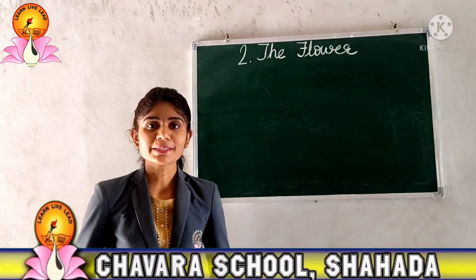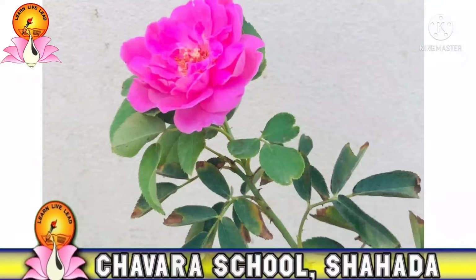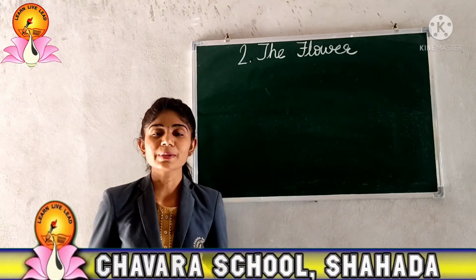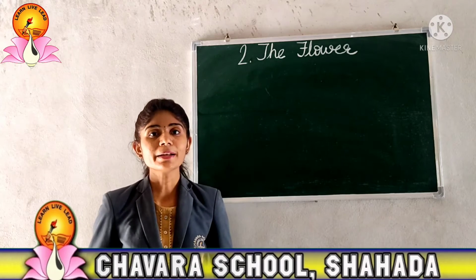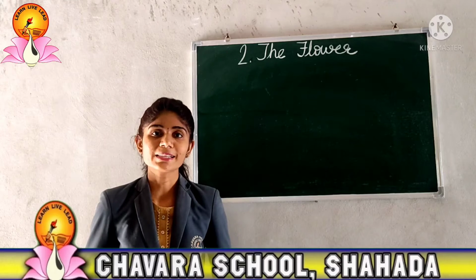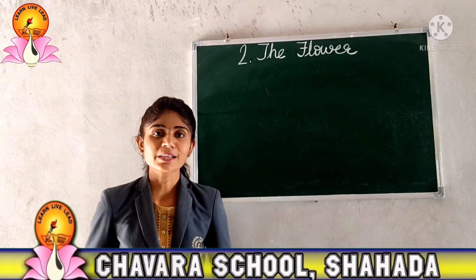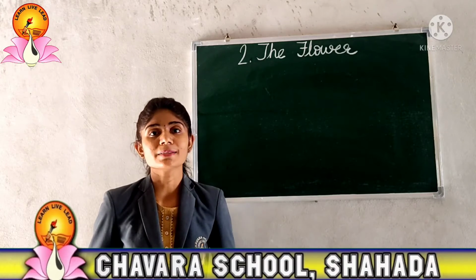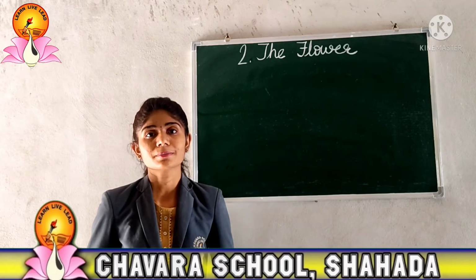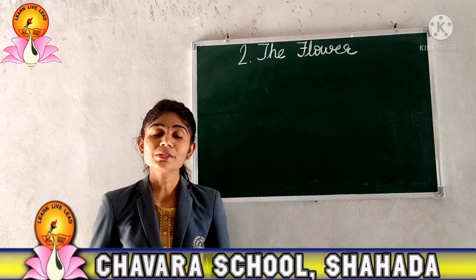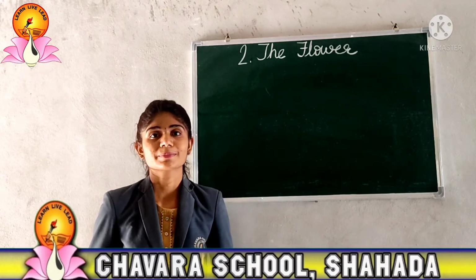Biology, chapter number 2, the flower. So let's see it in detail. As we know, there are different types of flowers present in nature. A flower is usually the most colorful and beautiful part of the plant, which serves as a reproductive organ. It is attached to the shoot by means of a stalk.